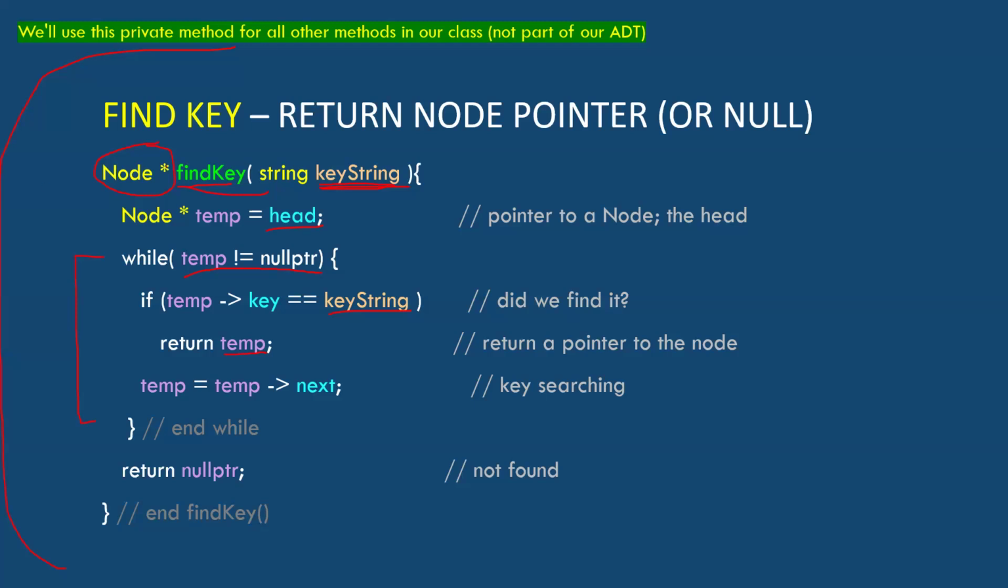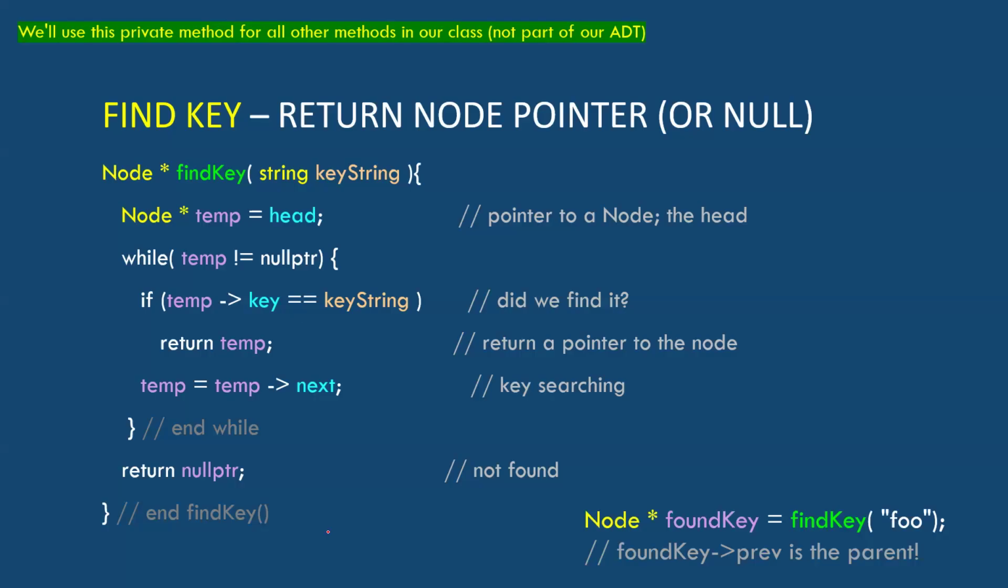Okay. So this is all kind of written for you. You don't need to worry about that part too much. But we're going to use this for all of our other operations inside of our symbol table. Because the first thing we have to do is find a thing or not find it in order to know what we have to do next.